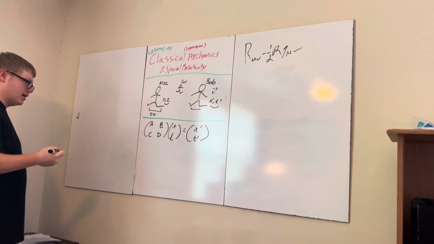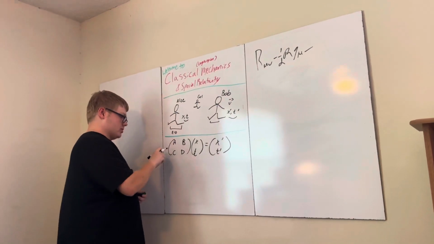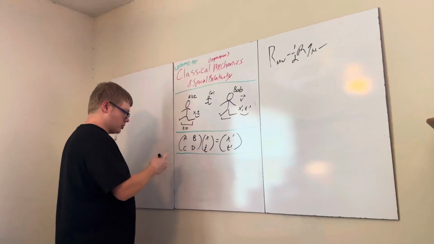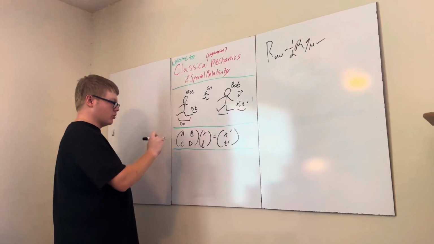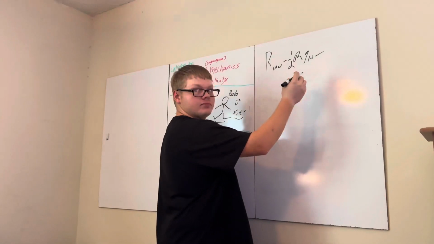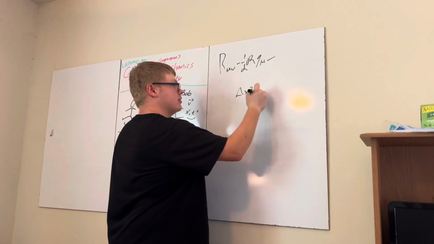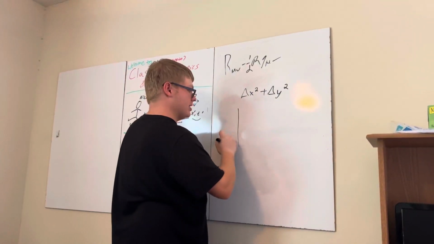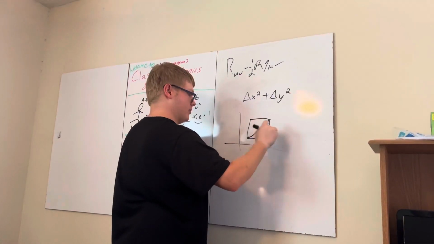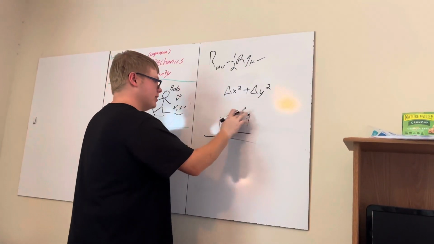The third idea is that there exists an invariant interval on space-time, invariant under Lorentz transformations, that acts as a generalization of the arc length, the distance between two points in space, which normally is measured with the Pythagorean theorem. So, like in two-dimensional space, the difference in x squared plus the difference in y squared. Pythagorean theorem.